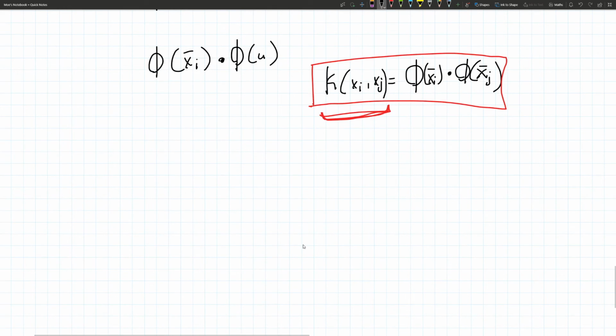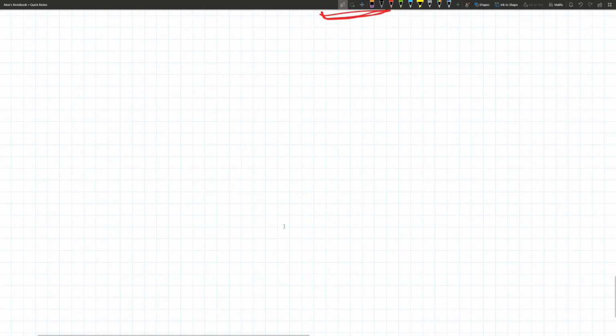So lastly, let's look at some examples of kernels. We have a polynomial kernel, which says (x_i dotted with x_j plus 1) to the power of d, where d is the degree of the polynomial. Then we have another kernel, which is the radial basis kernel, which is e to the minus the magnitude of x_i minus x_j.